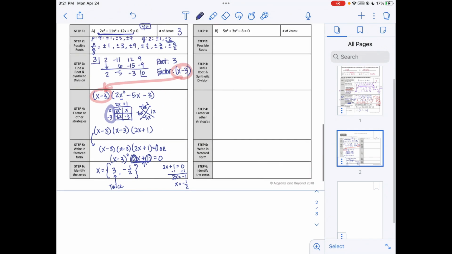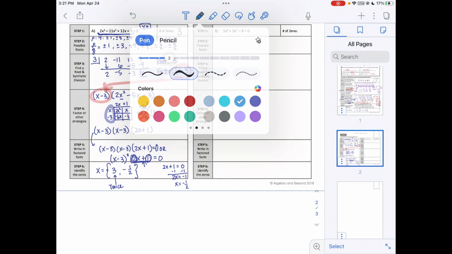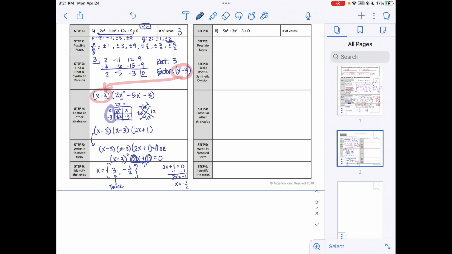If you need to go back and take a look one more time or copy it down, go ahead and pause the video and continue working to make that up. All right, so here we go, number 4. This is 4th degree, so there should be 4 zeros.